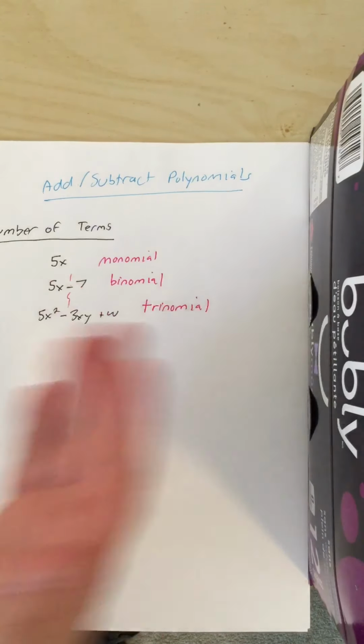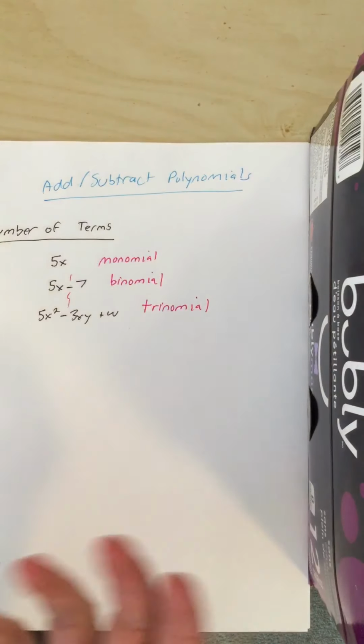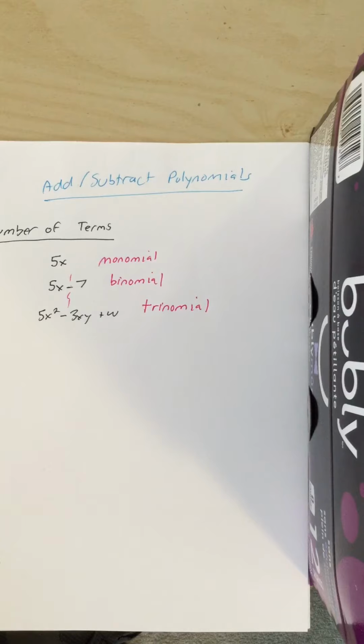So we're adding and subtracting polynomials. We are going to be adding and subtracting these types of things. So maybe a trinomial minus a binomial, or a monomial minus a trinomial, something along those lines.